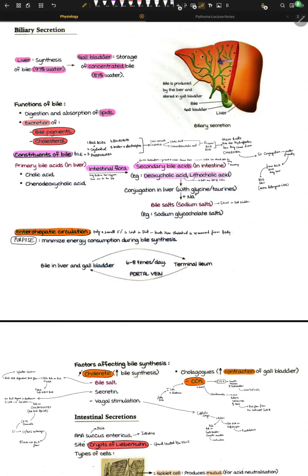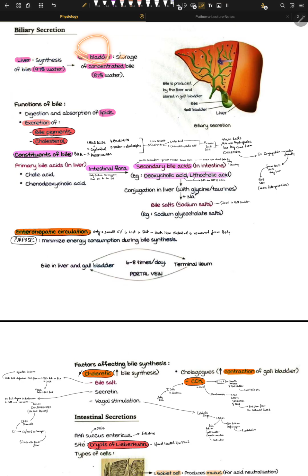Understand biliary secretion, and it's a really simple topic. So let's understand it really fast. Biliary secretion happens from the liver, and so the liver makes synthesis of bile, which is 90% water. So it's really aqueous. So anything which is hydrophobic will not bind to bile. That's very important. And anything that is hydrophilic, it can bind to bile.